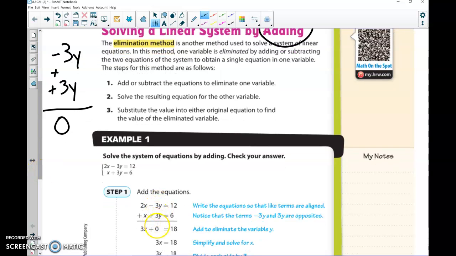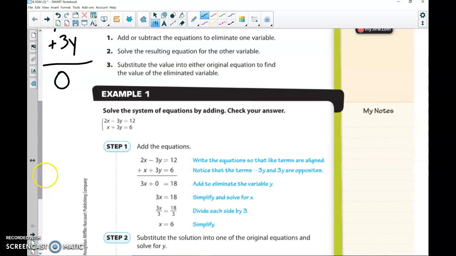So very important. After this first step, you get something to eliminate. You get that 0 there. We want that to be a 0. Okay? And then since we're adding, we really add everything else. So add 2x plus x, 3x. We just did this, negative 3y plus 3y, 0. 12 plus 6, 18. And then it just turns into a one-step equation. 3x equals 18. So no adding on both sides, no subtracting, none of that stuff. It's literally just divide each side by 3. 18 divided by 3 is 6.